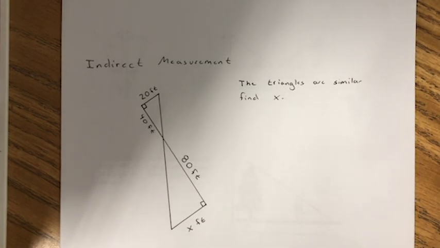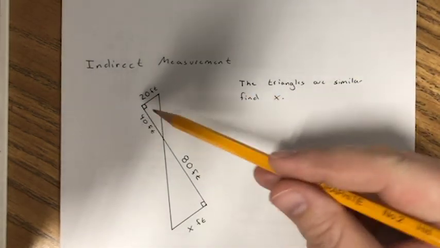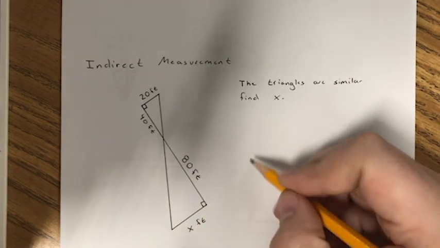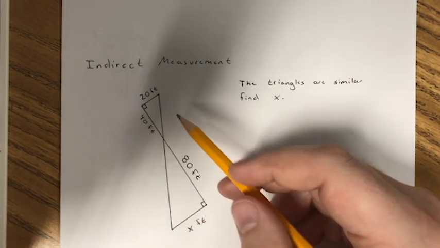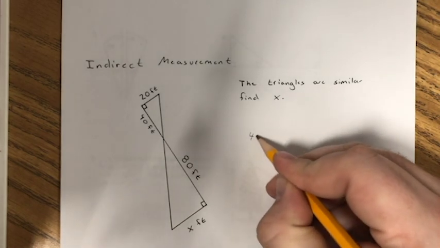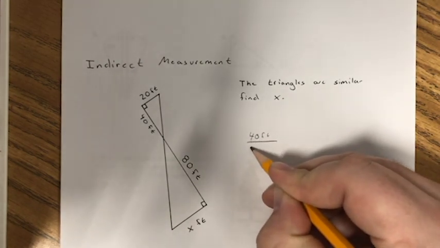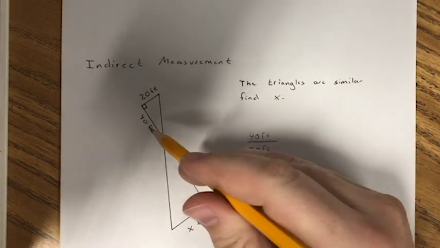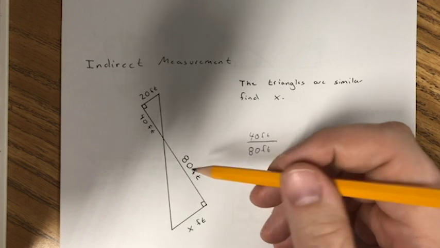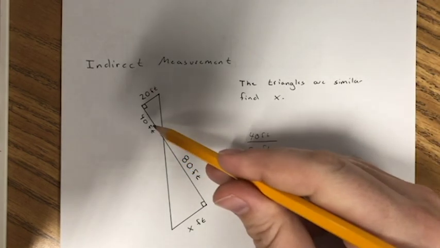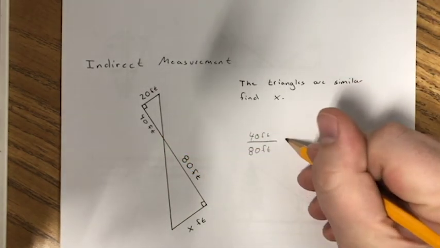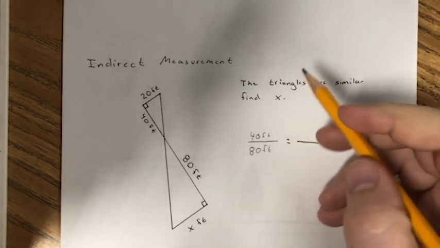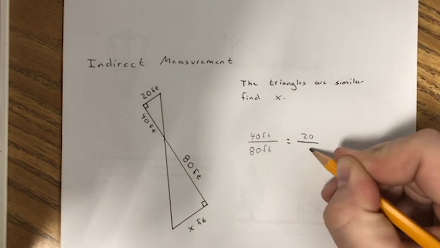Well, we set up a proportion. We set up what we know to be true. All right, so we look at this. We have a small triangle and a large triangle. So we're going to set up a proportion. And we're going to say this 40 foot is to 80 foot. These 2 are both the long sides of their corresponding triangles. So we're going to put them together. So this 40 and this 80, they come up there. And we're going to equal that to this 20 over x.